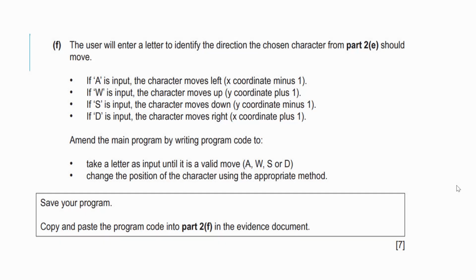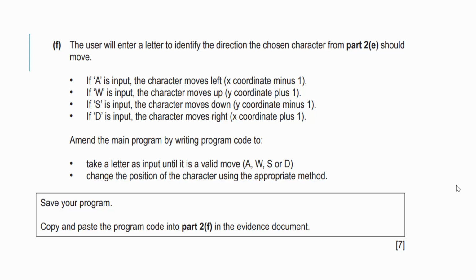The user will enter a letter to identify the direction the chosen character from part 2e should move. If A is input, the character moves left, so the x-coordinate is -1. If W is input, the character moves up, y-coordinate +1, S, y-coordinate -1, D, x-coordinate +1. So AWSD. Amend the main program by writing code to take a letter as input until it's a valid move. Change the position of the character using the appropriate method, which is the change position method.